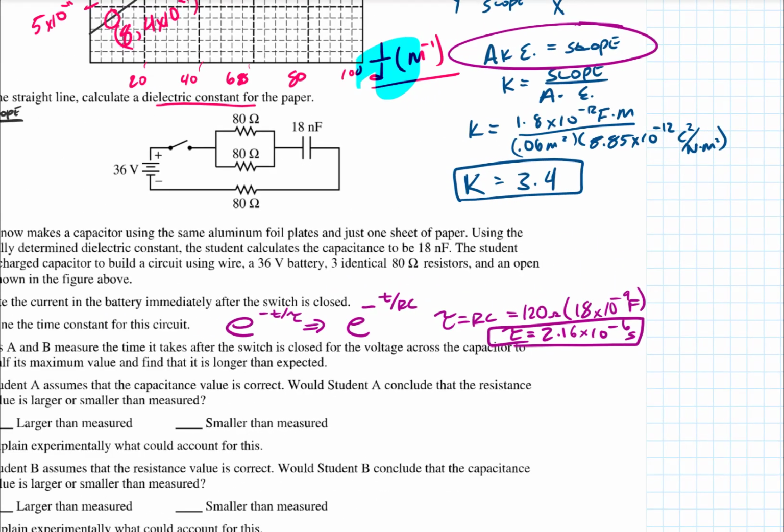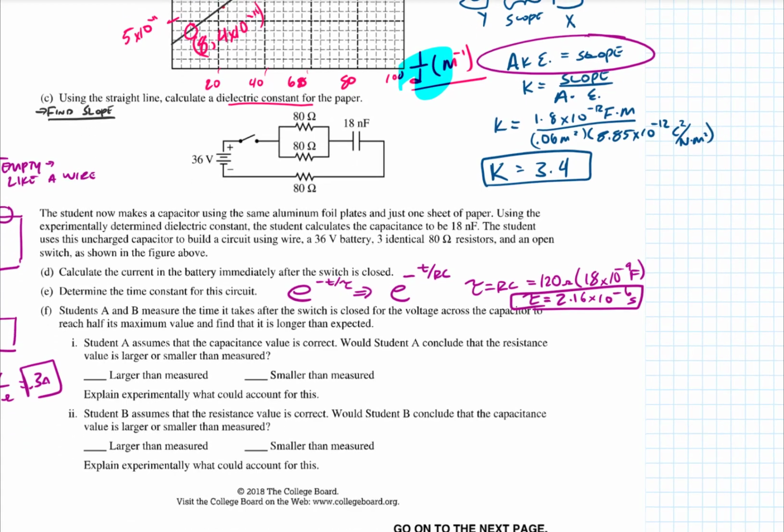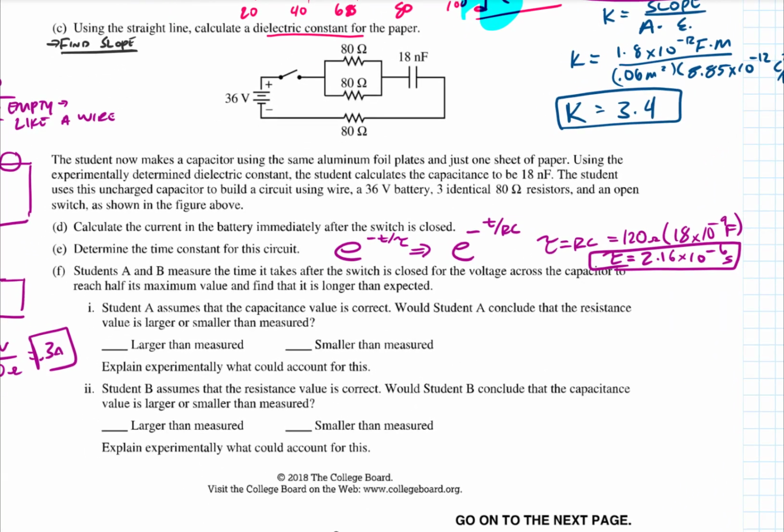Now, students A and B measure the time it takes after the switch is closed for the voltage of the capacitor to reach half its maximum value and find that it is longer than expected. Student A assumes that the capacitance value is correct. Would student A conclude that the resistance value is larger or smaller than measured?